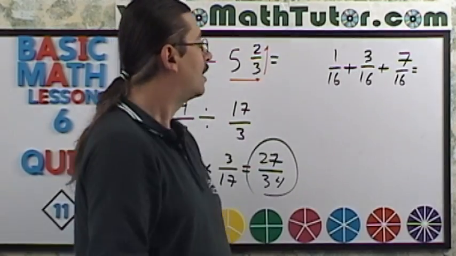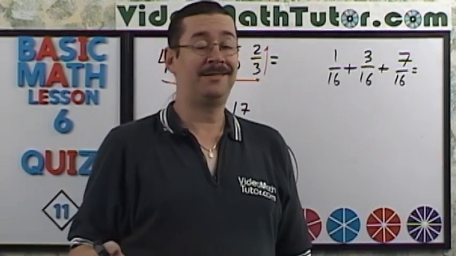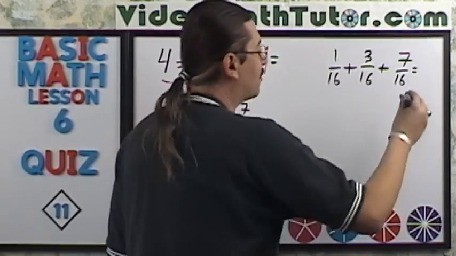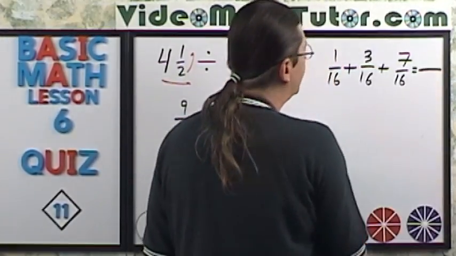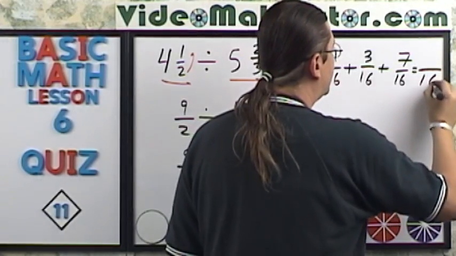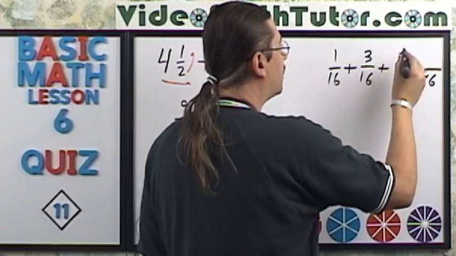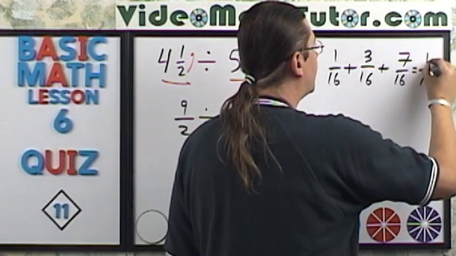How about this one? I want to add those fractions together. Well, they all have a common denominator, so this is probably the easiest question on the whole quiz. Our denominator is 16. 1 plus 3 plus 7 is just going to give me 11.